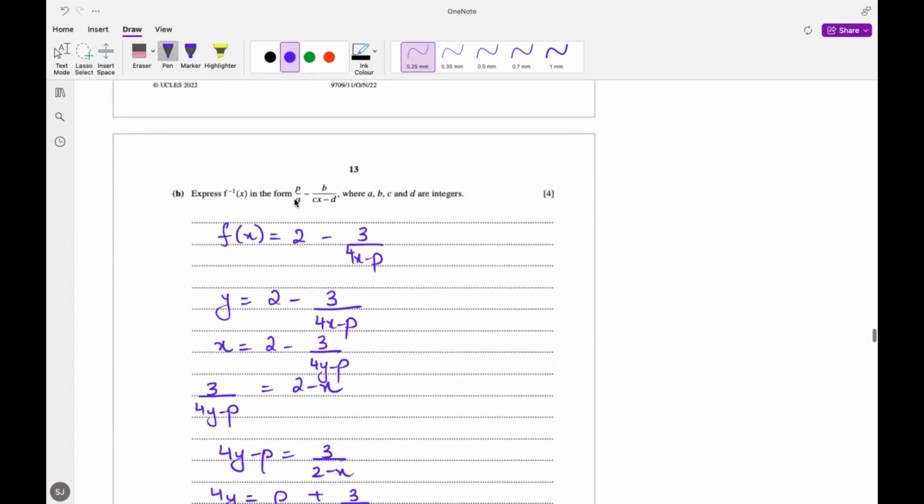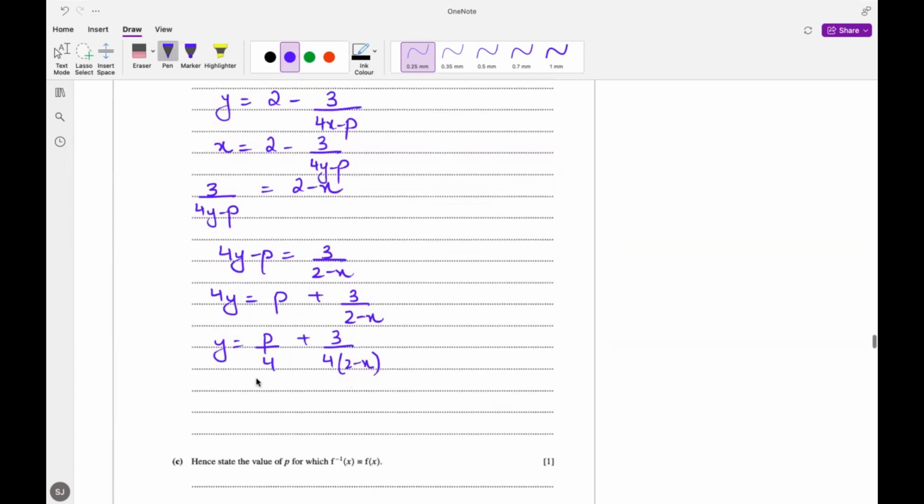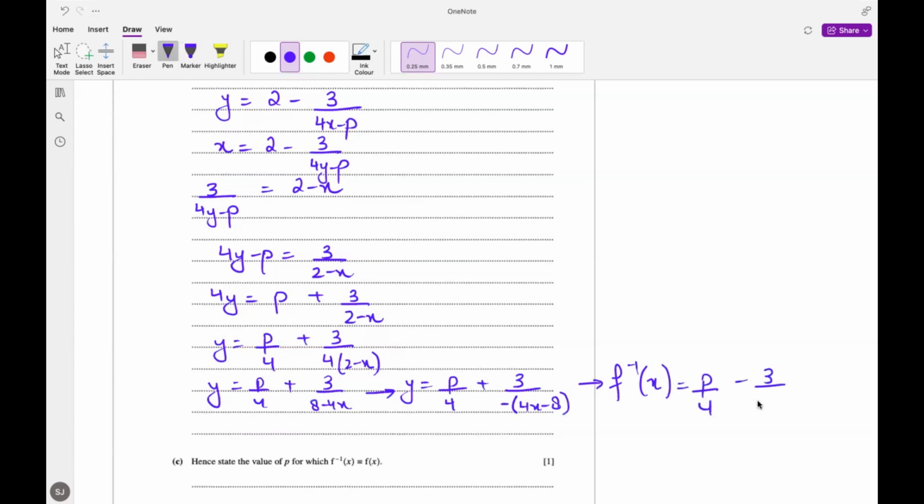Now, as the expression was p upon a minus b upon cx minus d, so as we have a plus sign over here, we can bring a minus by first expanding this. So this will become 3 upon 8 minus 4x. So let's say if I take negative common out from over here, we can write this as y equals to p upon 4. So as we took the negative out, in the first step, we can just write 3 upon, taking negative common out, this will become 4x minus 8, and then we can write the negative sign up here. So the final expression will be f inverse of x equals p upon 4 minus 3 upon 4x minus 8.